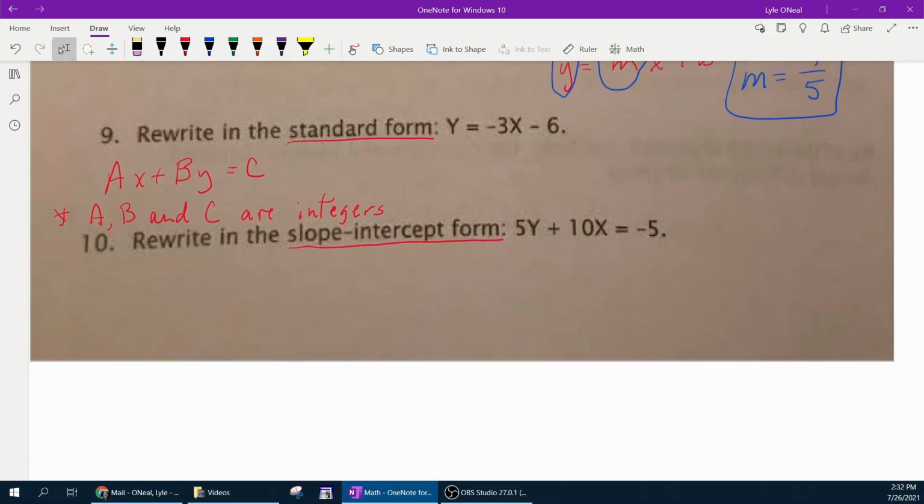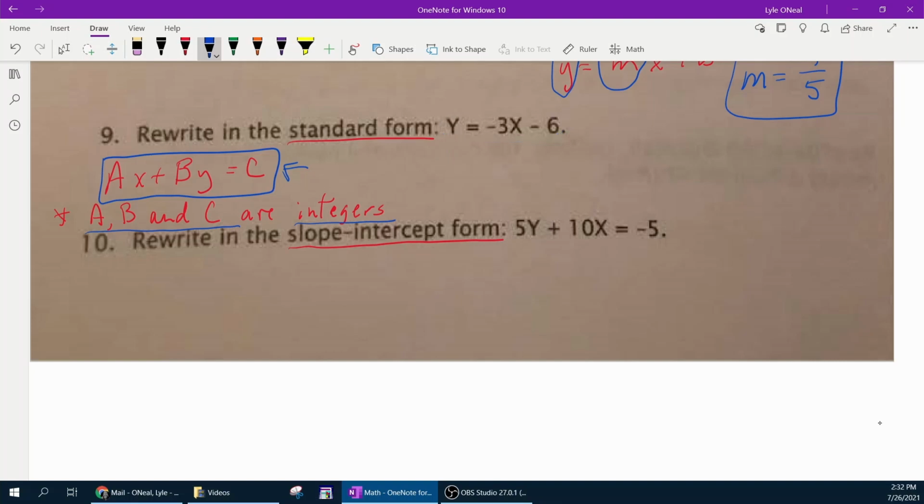Number 9, write in standard form. Okay, so here's the formula for standard form, where a, b, and c are integers. That means that they're whole numbers or they're opposites. No fractions allowed. So what we want to do is to take this equation, which is in slope-intercept form, and convert it into standard form. Okay, super easy, barely an inconvenience.